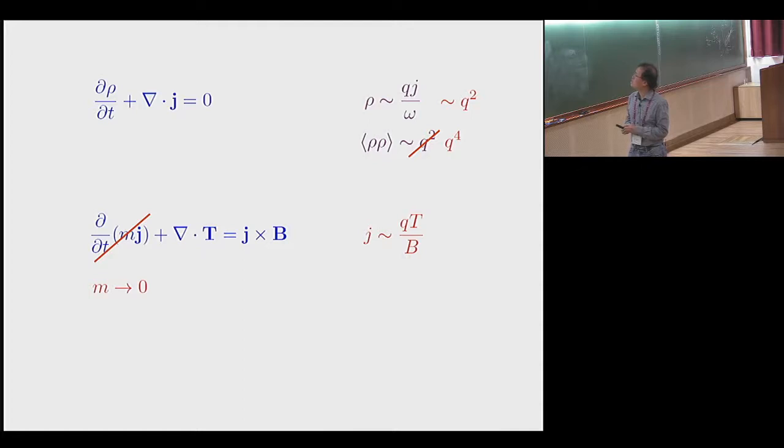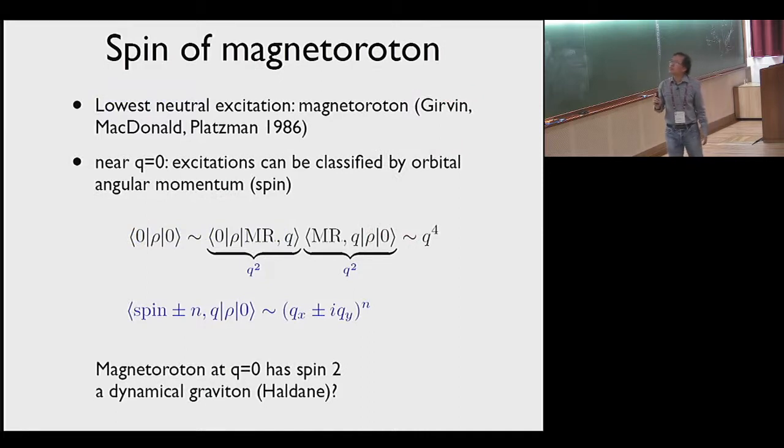I hesitate to say. In numerics, it can be seen. When I say it's Q to the 4, it's actually a projected 2-point function. You have to subtract the contribution from transitions to the next Landau level. But once that is subtracted, then it's Q to the 4.